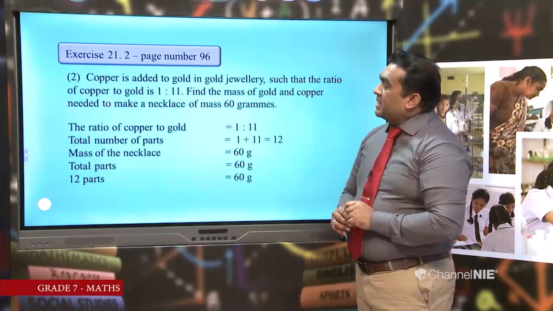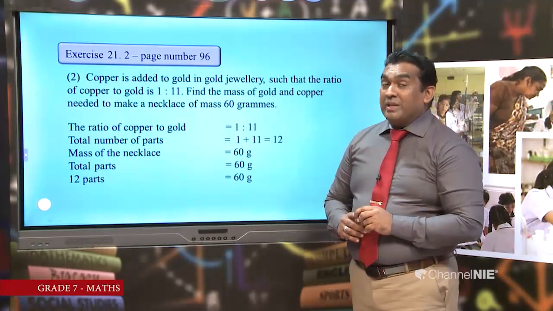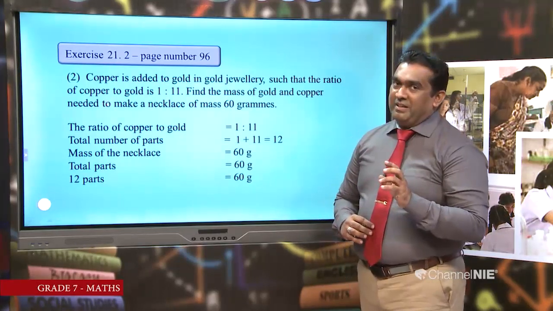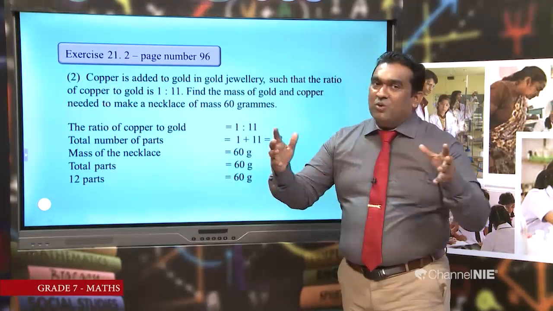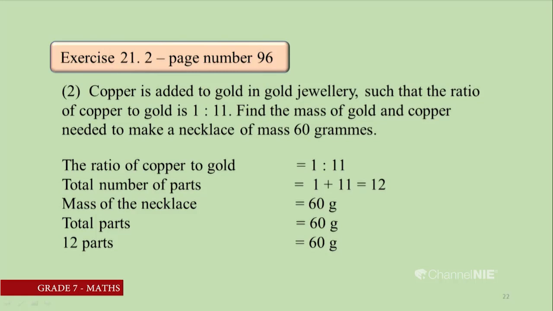Then exercise 21.2, page number 96 in your textbook. If you don't have a textbook, please take it and read the question carefully. Read and understand, then you can illustrate or analyze the question well. Copper is added to gold in gold jewelry such that the ratio of copper to gold is 1 to 11. My kids, how many total number of parts are there? 1, 11. 1 plus 11, 12.